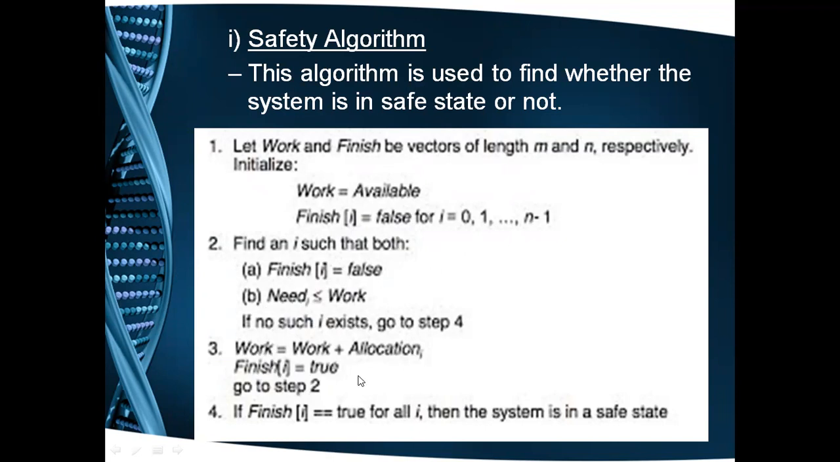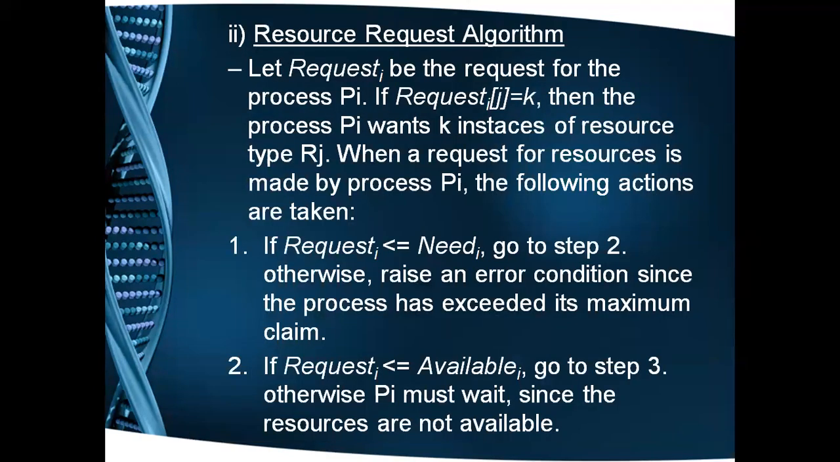Like that, you repeat the previous two steps for all the processes. After all execution, finally we have to check whether finish of i is equal to true for all i. All i means for every process. Then the system is in a safe state. Suppose we have five processes, and for all five processes, finish of i is true, then the system is in a safe state. Otherwise, it is in an unsafe state.